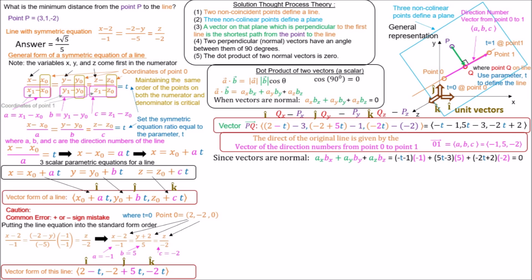Taking now the dot product of the vector PQ dot the vector 0, 1, we add the products of the i hat terms plus the j hat term plus the k hat term product.